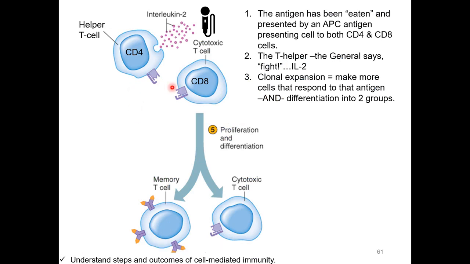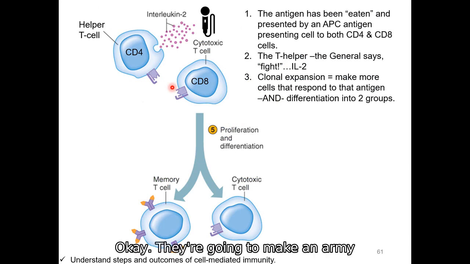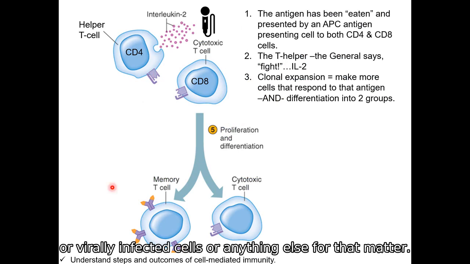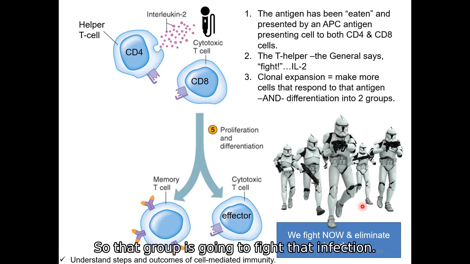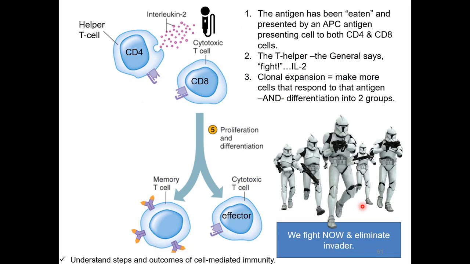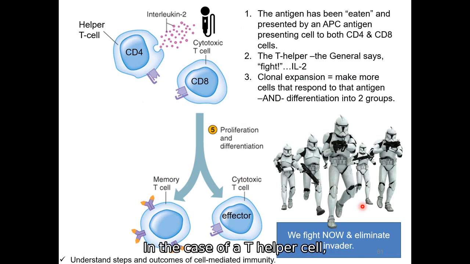Once we have activation, that is when they are going to clone themselves. Okay, they're going to make an army because one little cell isn't enough to go beat a bunch of bacteria or virally infected cells or anything else for that matter. So they are going to make a group of them that are called effectors. So that group is going to fight that infection. In the case of a cytotoxic T cell, they're going to go kill. In the case of a T helper cell, they're just going to start talking. They're going to release cytokines. They're going to coordinate. They're going to direct.